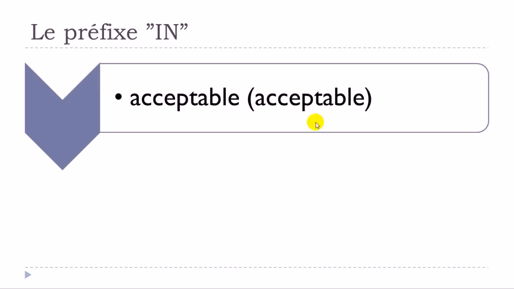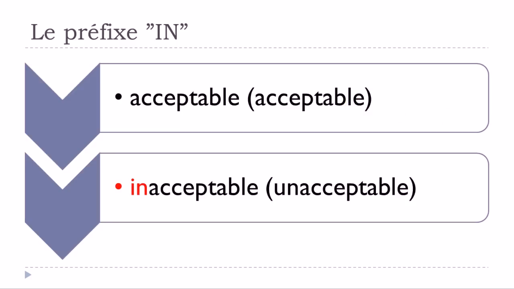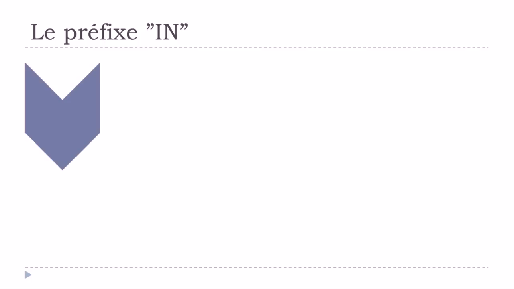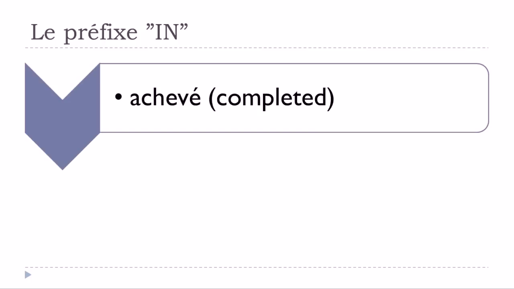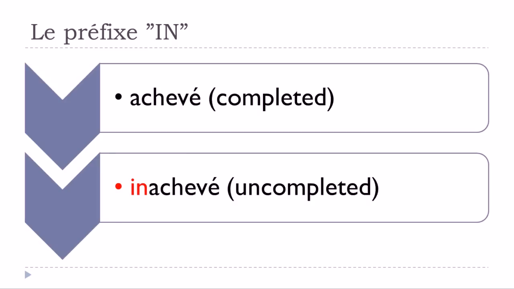The first one is acceptable. You will have the translation here in English, and it's not that difficult in that case. And if you want to express this "privé de" or "sans," without or less, then you will add this IN at the beginning of your word, and you get inacceptable. Acceptable, inacceptable. Achevé, inachevé.